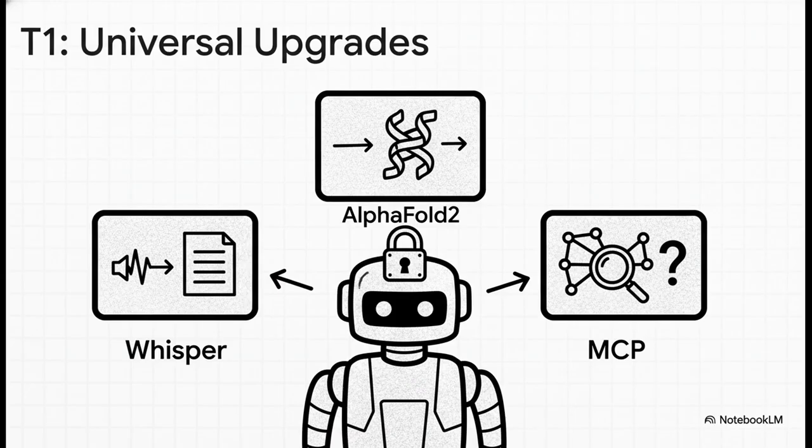And this T1 world is full of these incredible, powerful tools that are built completely independently. Things like Whisper for speech recognition or AlphaFold 2 for predicting protein structures. These are amazing general-purpose tools that any AI agent can just plug into its toolbox. The agent itself doesn't change, but suddenly its capabilities are massively expanded because it has a better tool.